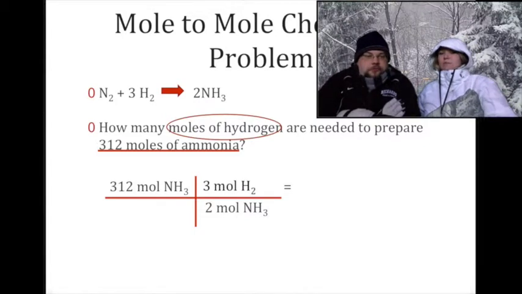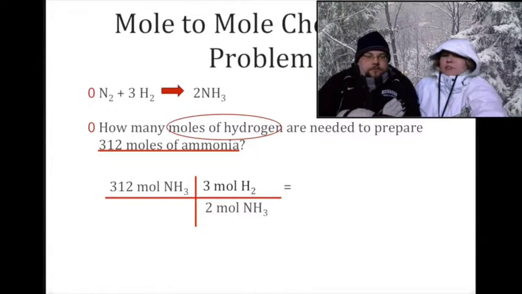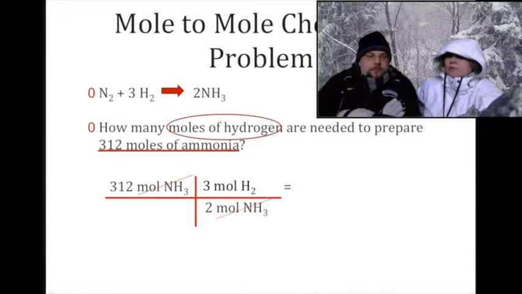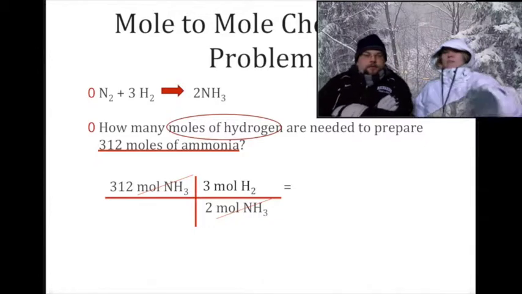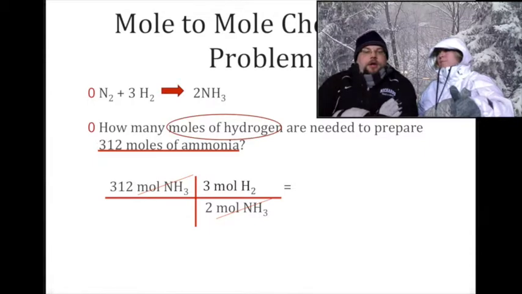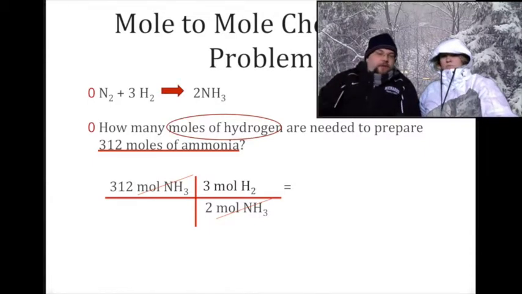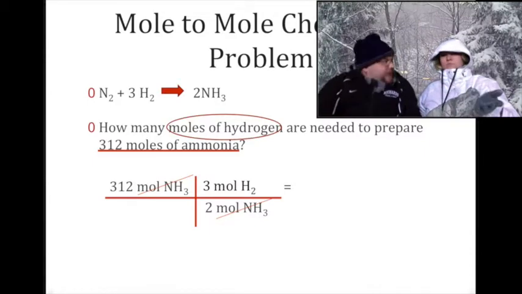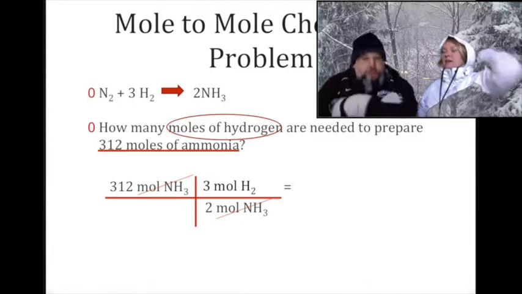And now here come in my math skills. I'm going to take 3 times 312. Well, first I'm going to cancel out my moles of ammonia. That's good. So it all works out, because I'm looking for moles of hydrogen, so that's what I'm left with once I cancel out moles of ammonia. My unit is whatever I'm left with, and since there's nothing else there, my unit has to be moles of hydrogen. Exactly. That's how I know I'm doing it right.